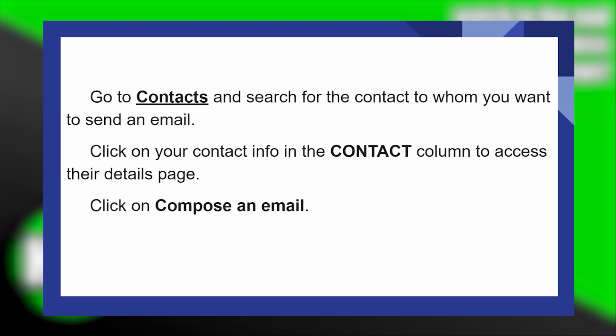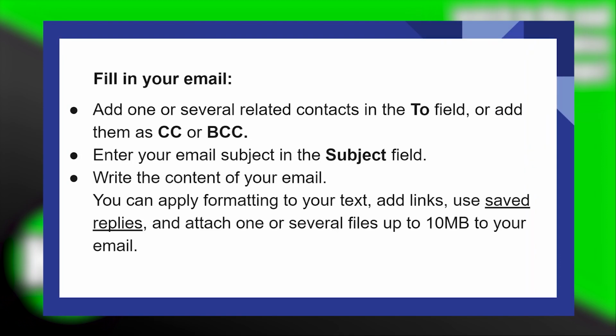Now click on Compose an email. Fill in your email. Add one or several related contacts in the To field, or add them as CC or BCC. Then enter your email subject in the subject field. Now write the content of your email.